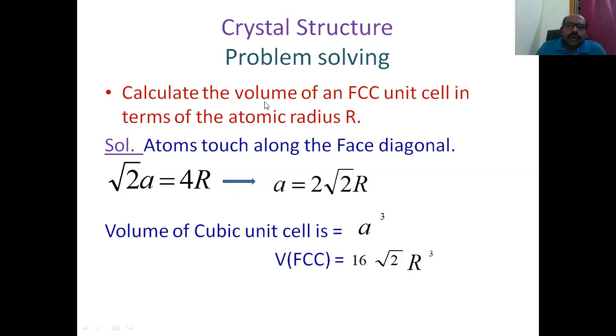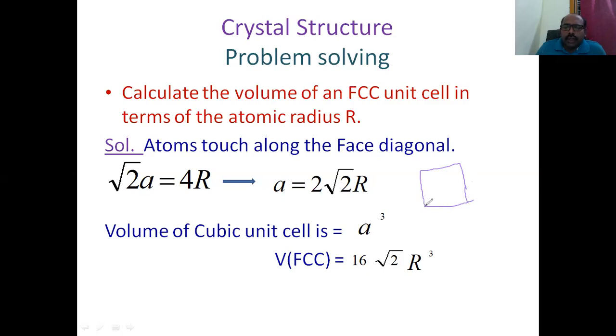So for this, we have to have the basic idea. Along which direction do the atoms touch? In face-centered cubic lattice, the atoms touch along the face diagonal. So if that is the case, what is the length of the face diagonal? The length of the face diagonal is root 2 a. We can see one rough diagram. It is the square face, which is in square shape.